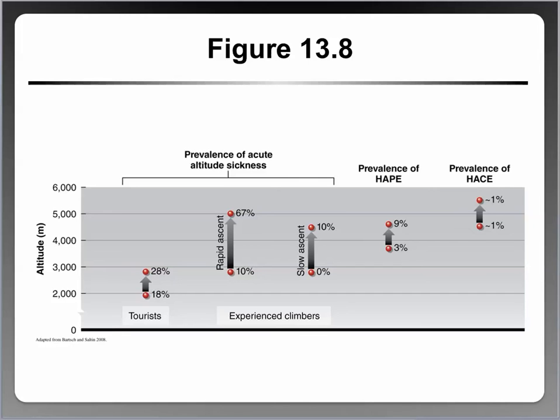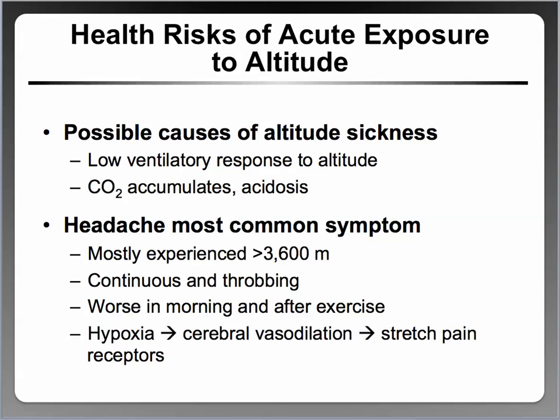In other cases, and this isn't on the slide here, but your textbook refers to a study where it was reported that 80% of the individuals had symptoms of altitude sickness. So I need to say that we don't know why some people get it and some people don't. So this first point here says possible causes. That means we don't know, but the thinking is that there are some people that have a low ventilatory response when they arrive at altitude.